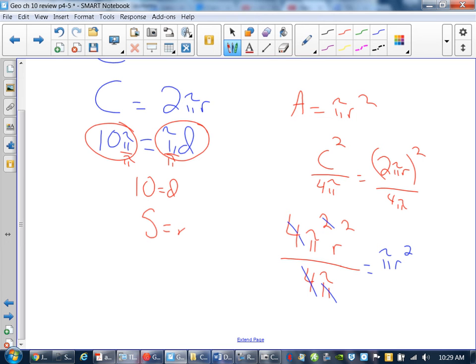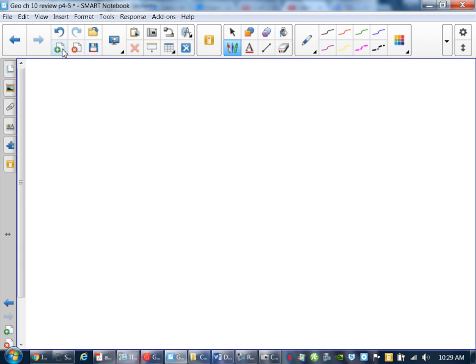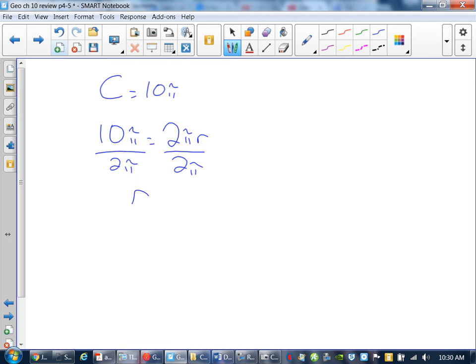I got a question going back to this. Yeah. All right, going back to this. If circumference is 10 pi, that means 10 pi has to equal 2 times pi times the radius. You agree on that? Yes. How do you get the radius by itself? You divide by 2 pi. What's pi divided by pi? 1. And what's 10 divided by 2? 5. Radius is 5.